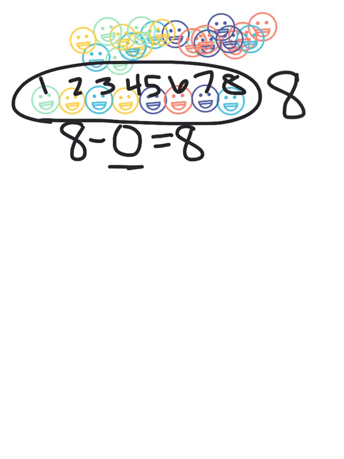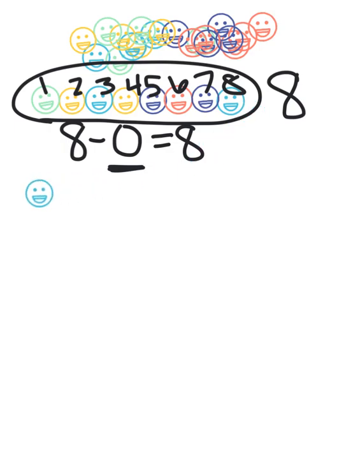And we need to remember that 0 is still a part. Even though it means that we don't have any, 0 is still a very important number, a very important part. All right, so we've got 8 minus 0 equals 8. Now let's find another way that we can break apart 8. So again, I'm going to start with 8.